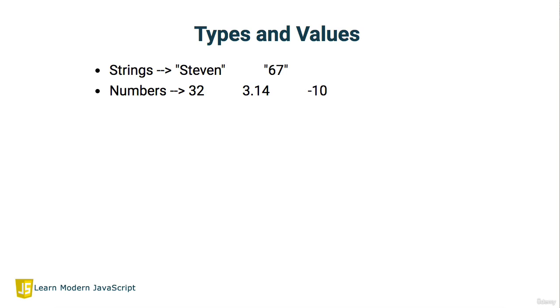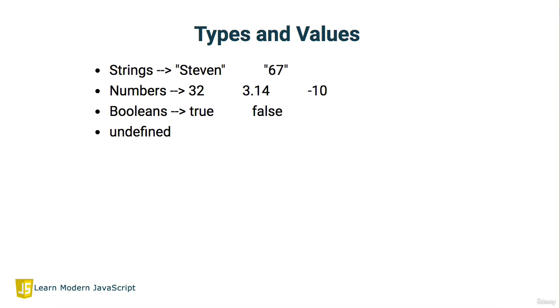The next type is a number. There's three examples of numbers there: 32, 3.14, and -10. Those are all numbers. Notice how they differ from the 67 in the previous example. It's not contained within quotes. Then we have Booleans. There are only two values for Booleans. There is true and false, and that is all. Where with strings and numbers you can have an infinite number of values, with Booleans there's only two values.